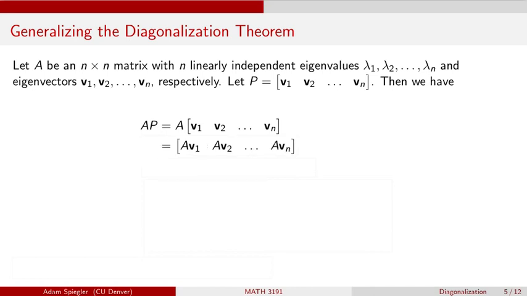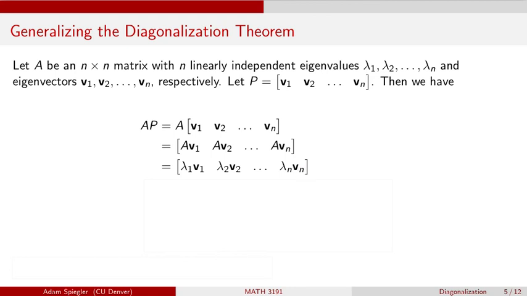So that is going to look like A times this matrix where each column is one of these eigenvectors. And that means we can calculate the product by taking A times eigenvector V1, the second column is going to be A times eigenvector V2, all the way out to the last column, which would be A times eigenvector Vn. And then we can use the fact that V1, V2, up to Vn are all eigenvectors corresponding to the eigenvalues lambda 1, lambda 2, all the way up to lambda n. So this product is going to simplify to lambda 1 V1, lambda 2 V2, all the way out to lambda n Vn.